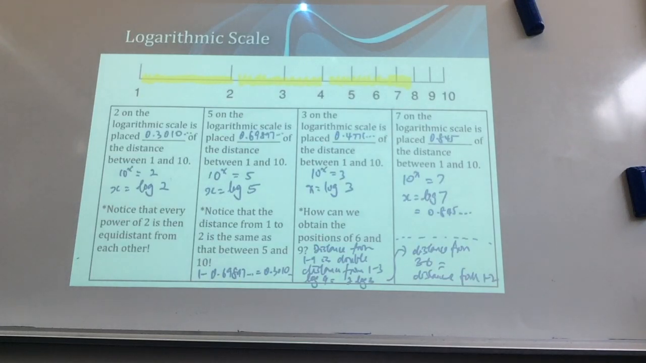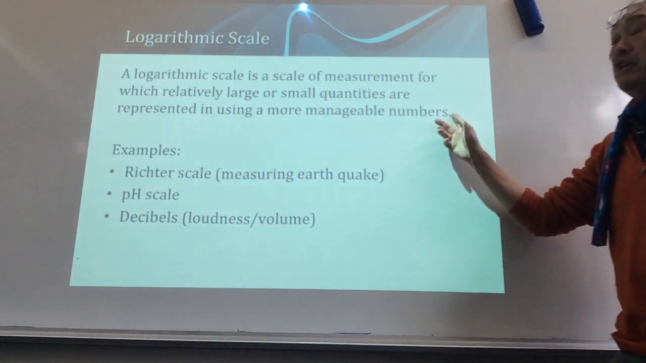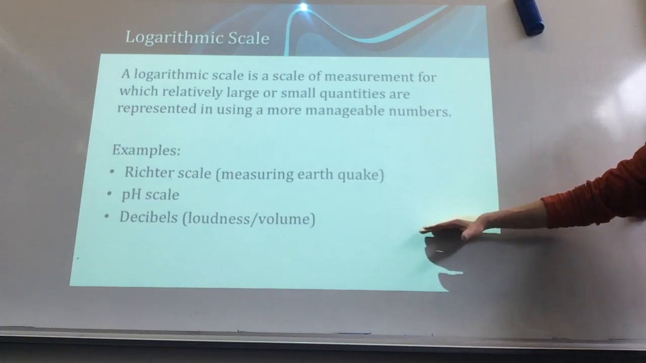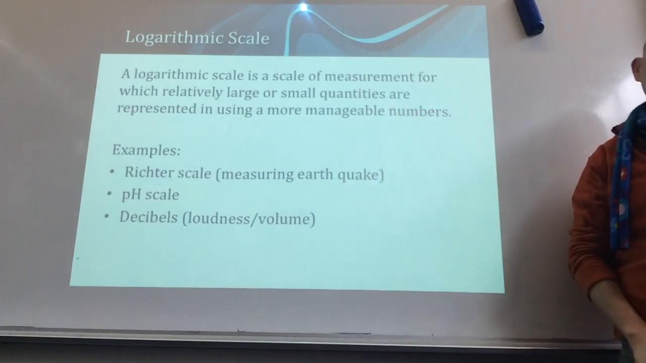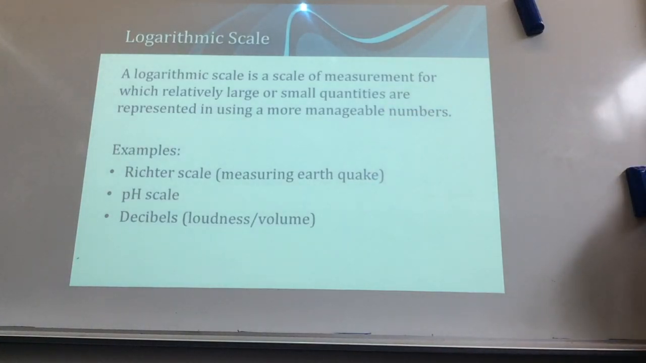The most important thing for you to know, this is just trying to show you what log scale is like. It's not linear. So a log scale is a scale of measurement for which relatively large or small quantities are represented using more manageable numbers. Things like the Richter scale, pH scale, and decibel loudness are all logarithmic scales. I will go through that and do some examples a little bit later.